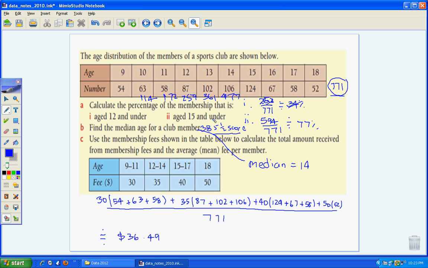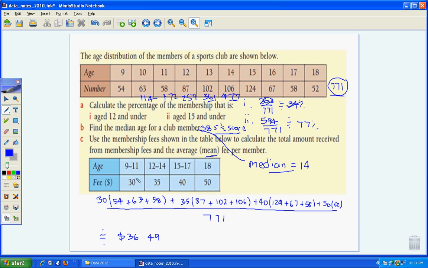Same thing going for age 15 and under. So looking at 594 divided by 771, approximately equals 77%, but that's just changing that to a percentage. To find the median age, again, I'm looking at what's the score that's halfway between. So 771, I'm looking at the 385th and a half score as such. So I keep doing my cumulative frequency until I get to that point and say, well, 361 to 106, the median must be 14.